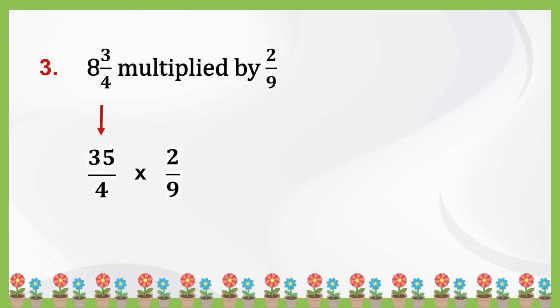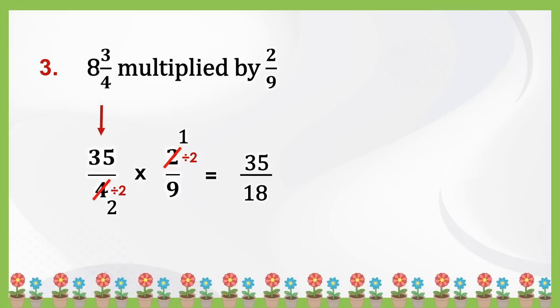Now, let's use the cancellation method. So the pair of numerator and denominator that have common factors are 4 and 2. They are divisible by 2. So 4 divided by 2 equals 2. And 2 divided by 2 equals 1. Next is to multiply numerators and denominators. 35 times 1 equals 35. And 2 times 9 equals 18.